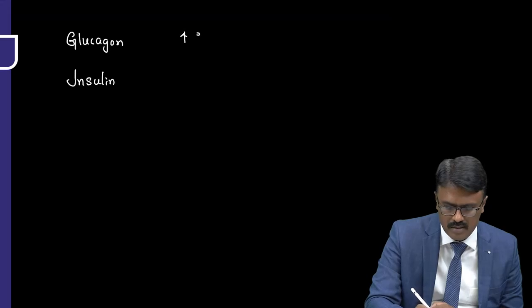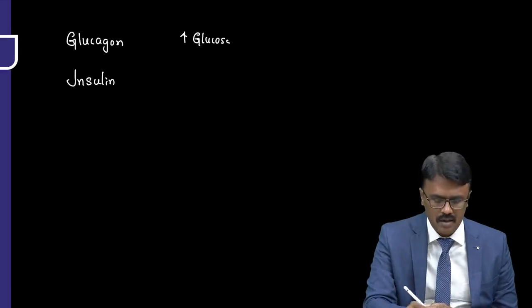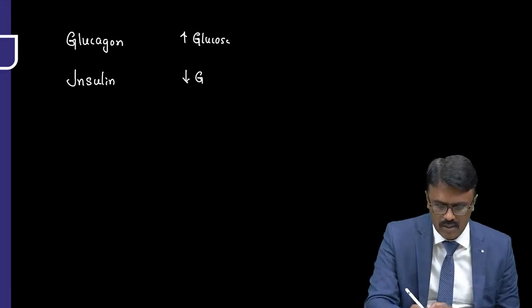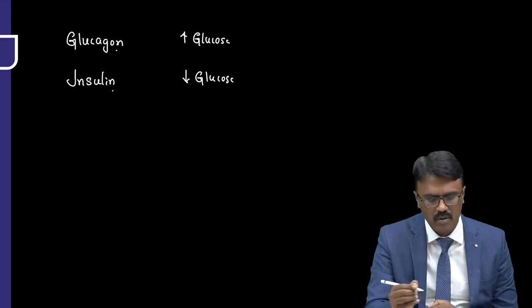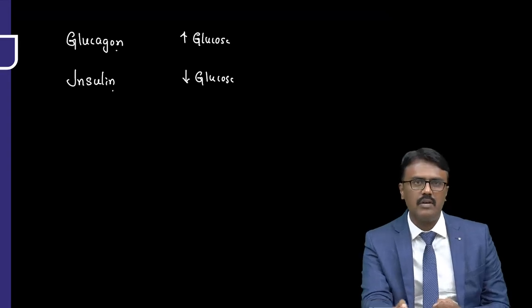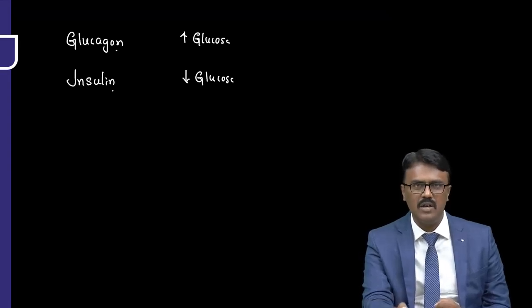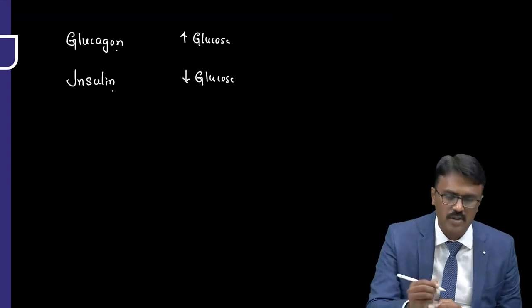Glucagon increases the glucose level, that is hyperglycemia. Insulin decreases glucose, that is hypoglycemia. So what is the antagonism between glucagon and insulin on the effect of glucose? Is it physiological or not? Think and tell me. Glucagon and insulin.